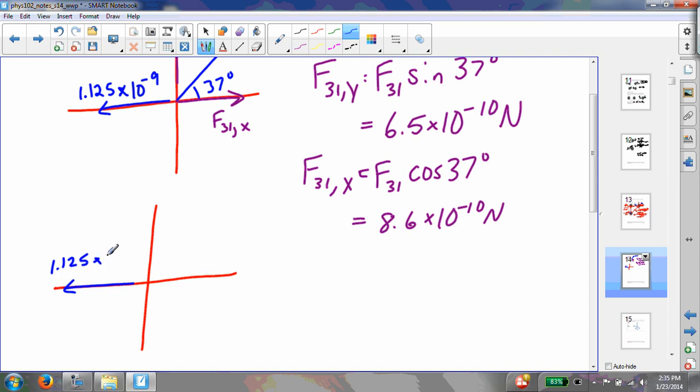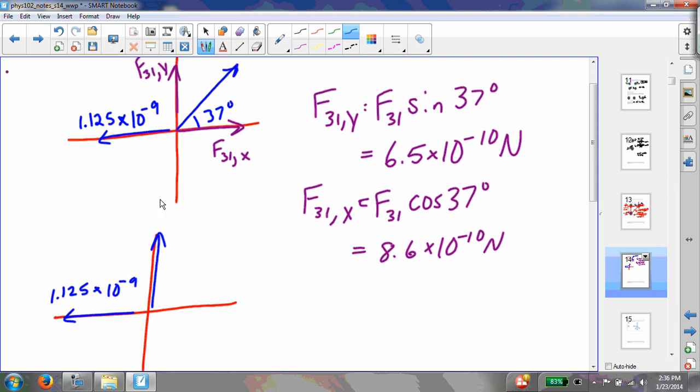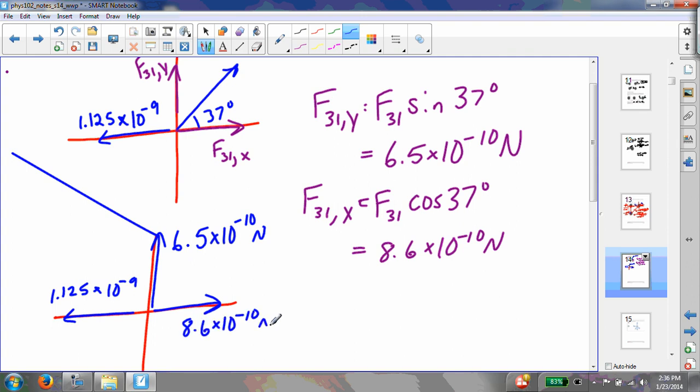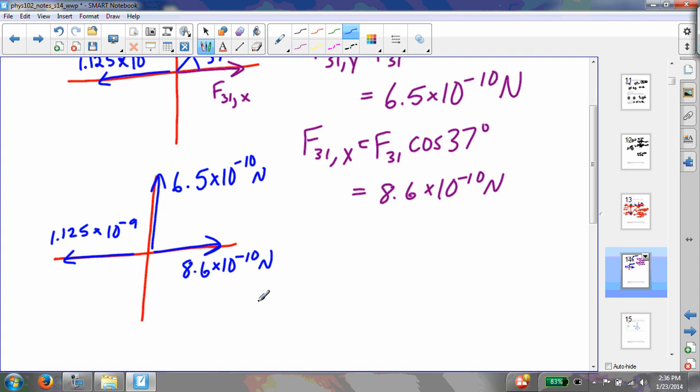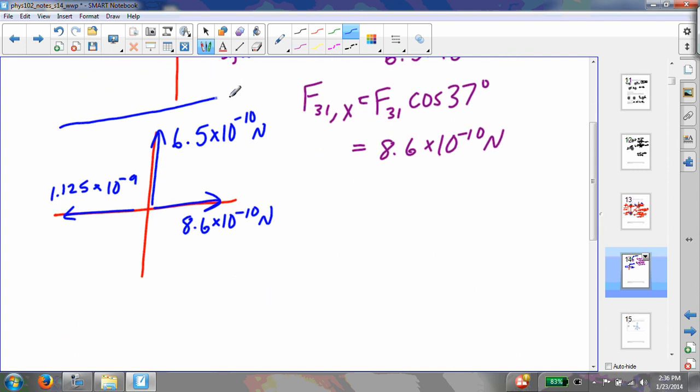1.125 times 10 to the minus 9. I have a vector in this direction. That was my y component, 6.5 times 10 to the minus 10 newtons. And then my x component is 8.6 times 10 to the minus 10. Okay, so those are my three vectors, and now I want to find the sum of those vectors.